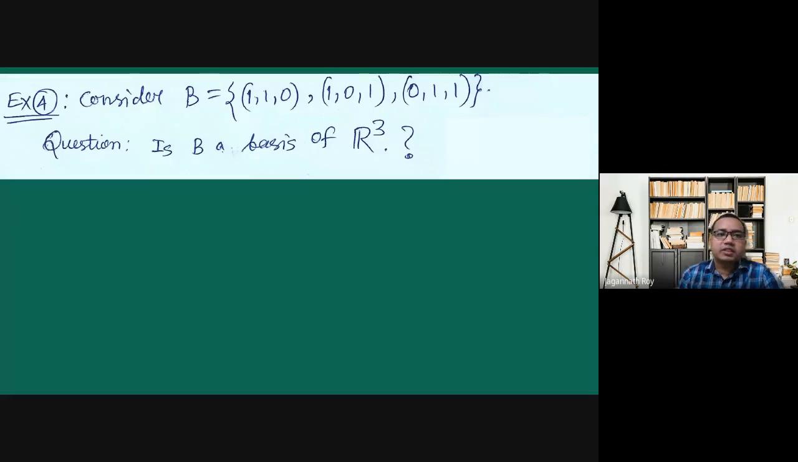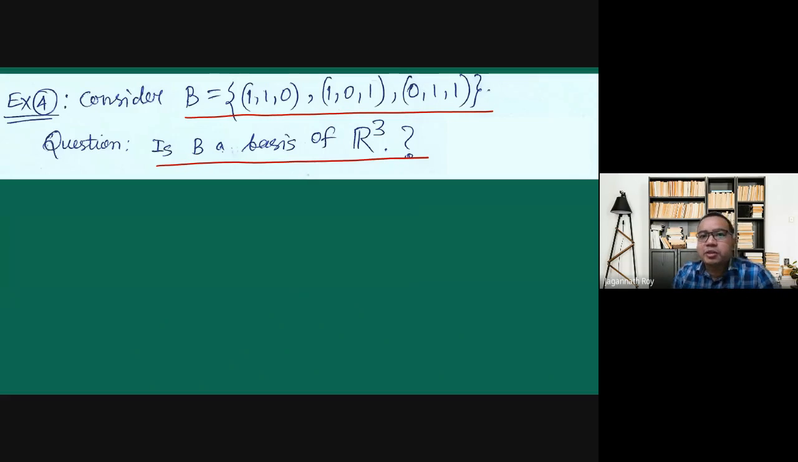Now the question is whether this B, the given set of vectors, is a basis or not. Can you check and quickly tell me? I'm giving you 2 minutes. Not 2, 3 or 5 minutes, because you have to calculate the C1, C2 and C3 also.